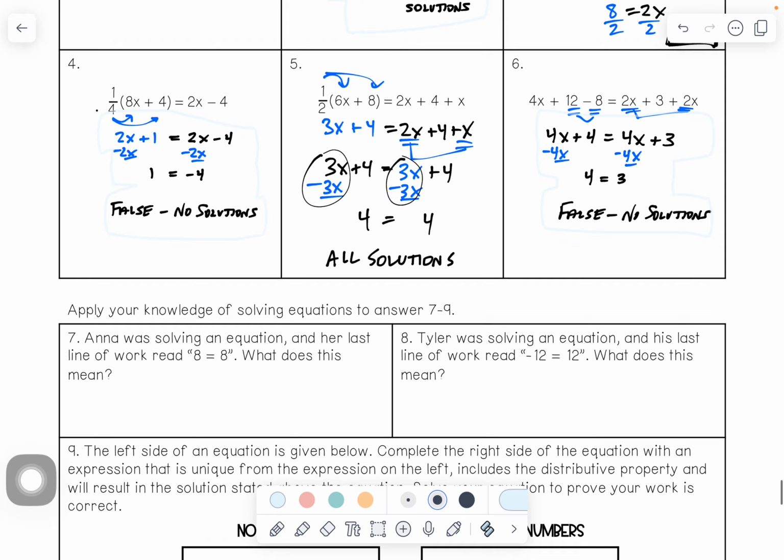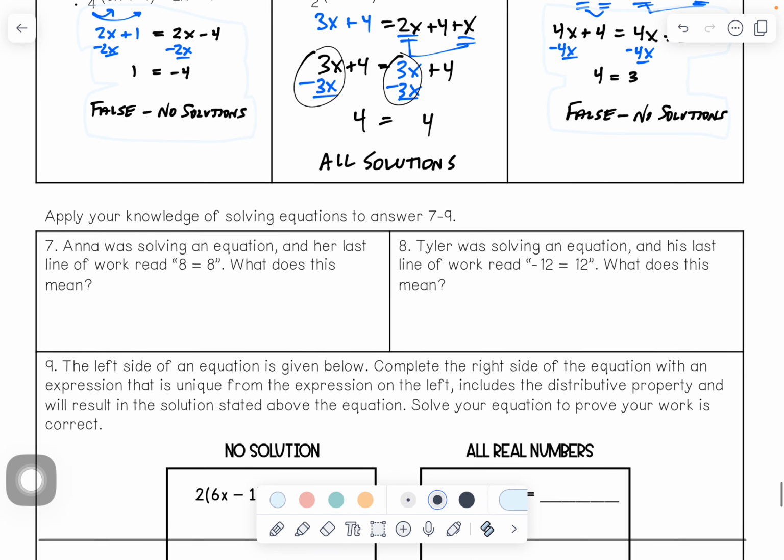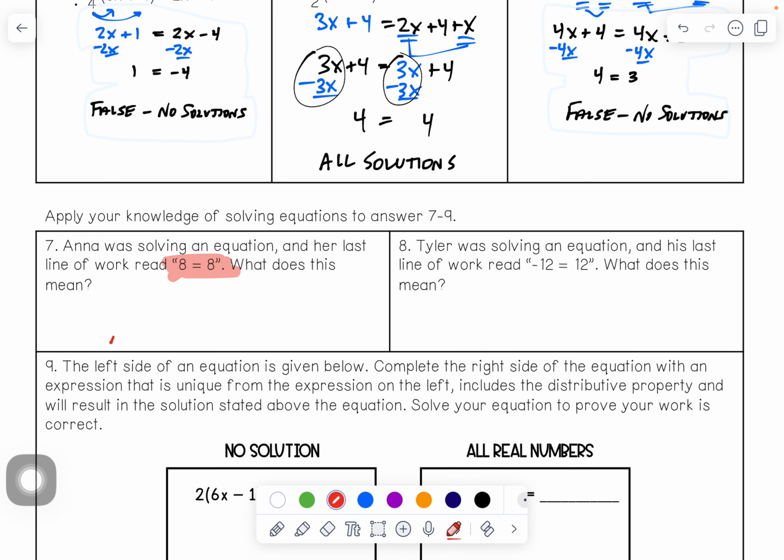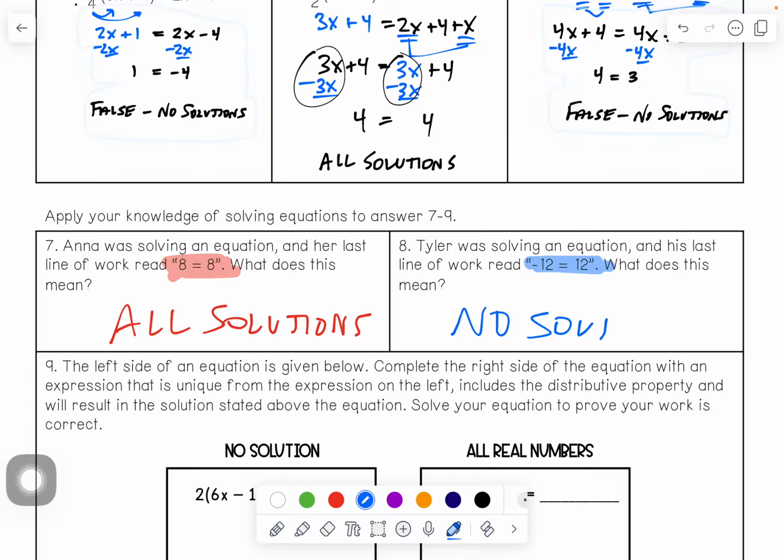And really the big idea here, if you're summarizing this, we're just going to do 7 and 8. Okay, if Anna gets to the end of her problem and she has a true statement, 8 equals 8, that's the situation where we want to say all solutions, right? And then you have the alternative there. Tyler gets -12 equals 12. They do not equal, so that would be a no solutions. And that's sort of the moral of the story today.